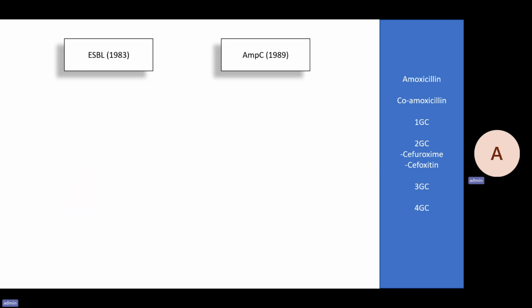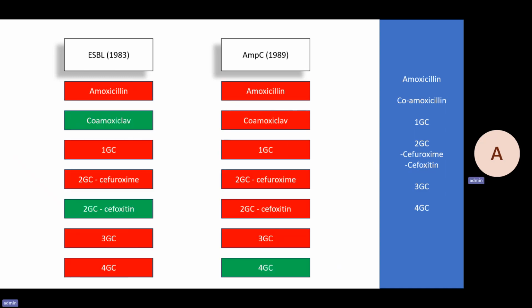And these two enzymes are able to break down these antibiotics: penicillin, of course, but also amoxicillin, co-amoxiclav, first generation cephalosporin, second generation cephalosporin, third generation, and fourth generation cephalosporin. But what they can break down is not uniform. There are certain differences, which we use to identify them. So these are the differences.